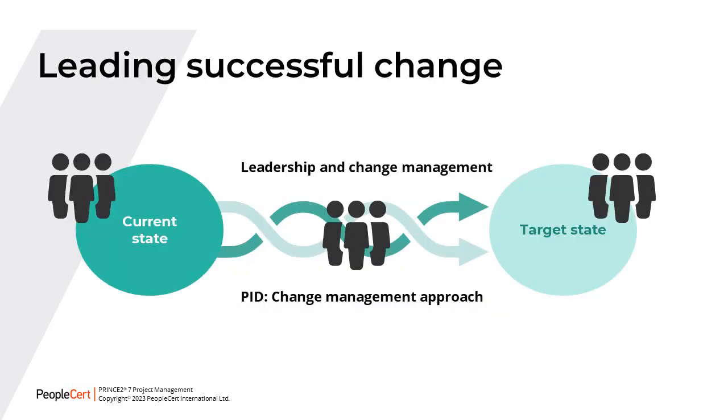Leading successful change. The purpose of a project is to deliver change which will affect people in their business as usual activities, routines, and responsibilities. How well the change is implemented, and therefore how well the project performs, depends on the capabilities of the project team, the strength of the relationships between them, and the people impacted by the change. We need to understand our objectives for the organization, plan for this change of state, and win the hearts and minds of those affected by the change to ensure a smooth transition to the target state. We call this change management.